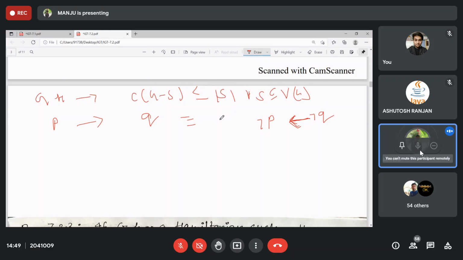Yeah, so it means if you have strictly greater than, not equality. If you find some, the negation of "for all" means "there exists" for which the negation occurs. So if you find some vertex set for which you have strictly greater, then you can say G is non-Hamiltonian. Clear?